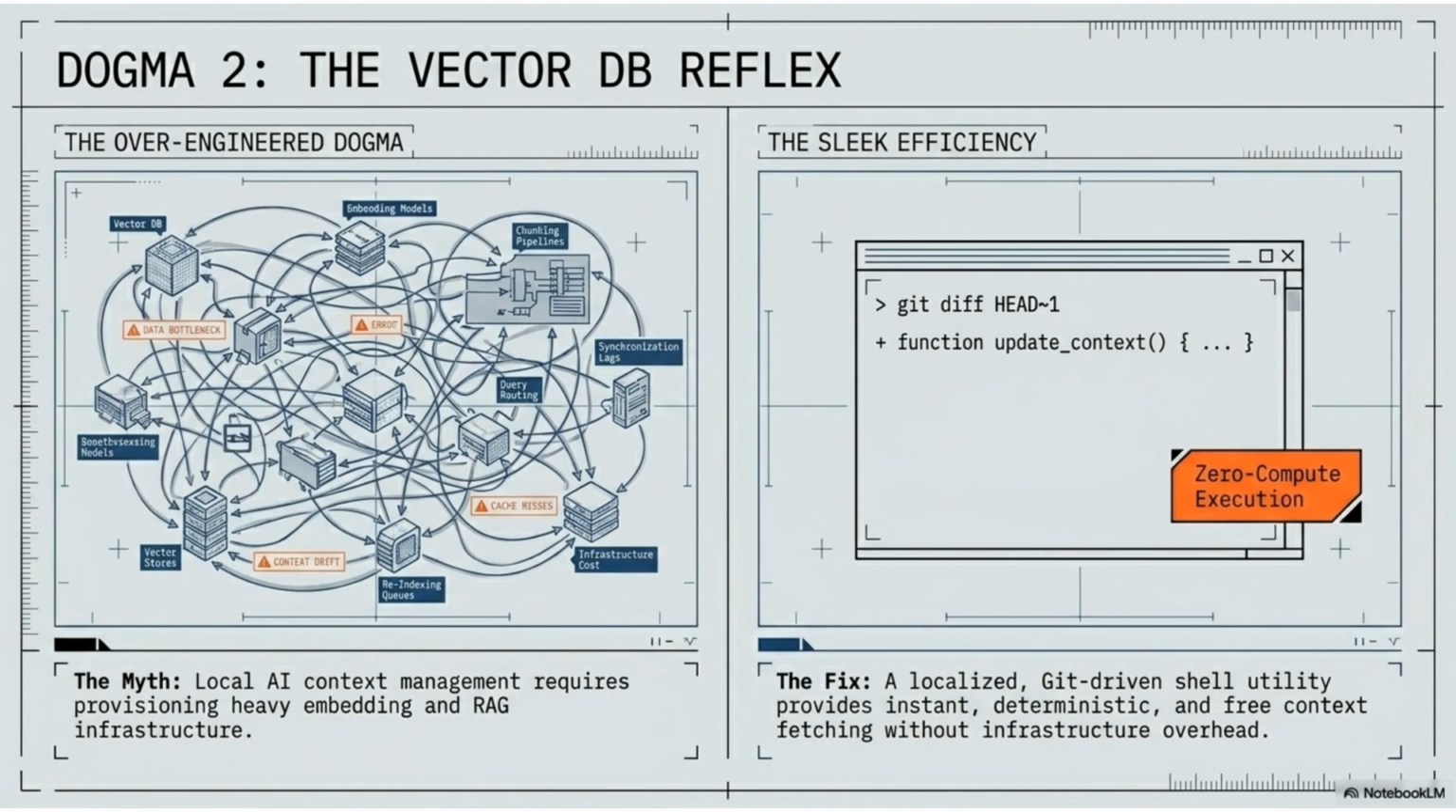Dogma 2, the vector DB reflex, promotes an over-engineered infrastructure for context management. The sleek efficiency fix is a localized, Git-driven shell utility for instant, deterministic, and free context fetching.